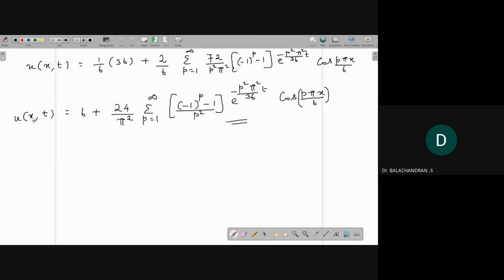Now the last step is u of x comma t is equal to 6 plus, this is actually 1 by 3 and 72 is here. 72 by 3 is 24. Pi square is independent of p, that's why I'll take it out of the summation. So pi square, summation p equal to 1 to infinity. What is remaining? Minus 1 whole power p minus 1 divided by p square into e power minus p square pi square by 36 into t into cos p pi x by 6. Okay, that's all.